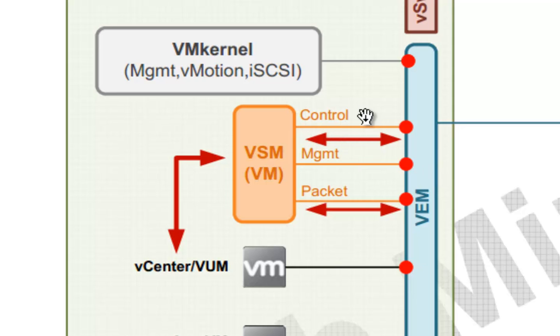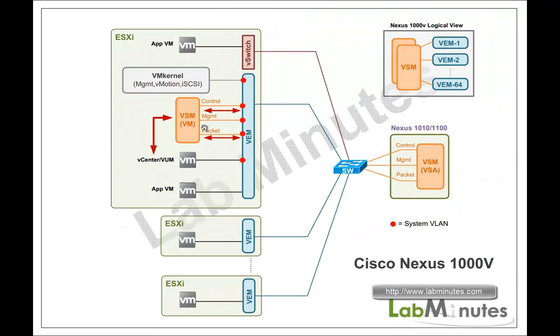VSM has three interfaces: control, management, and packet. And whether or not all these interfaces are used depends on the mode of operation when you set up the VSM, this being layer 2 or layer 3. And we will discuss more about this in the specific lab videos later. So VSM comes in two flavors. It can be a VM that you install in your existing VMware environment, or it can be a virtual services appliance, or VSA, on a dedicated Cisco Nexus 1010 or 1100 appliance or server. Between the two form factors, the only difference is the installation process, but once you get them up and running, the configuration and concepts remain identical.